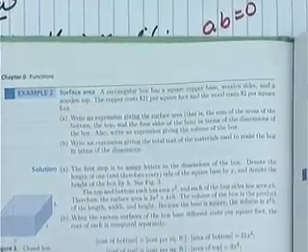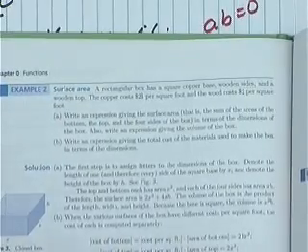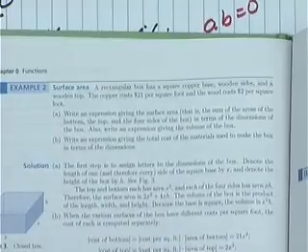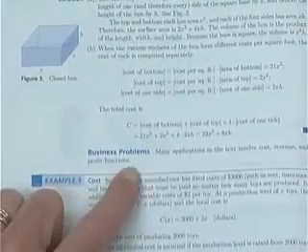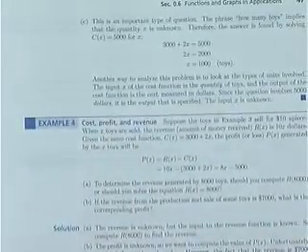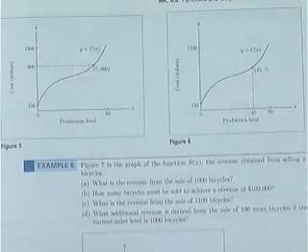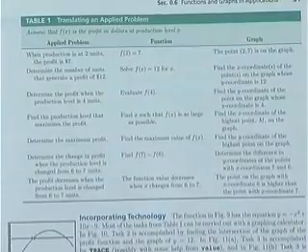Surface area, you'll remember that's how much material it takes to make a box, the sides of your box or your can or whatever. Surface area, how much material it takes. You've got your business problems, cost, profit, revenue, with some examples. Okay, let's see what else is in here that I want to really point out.